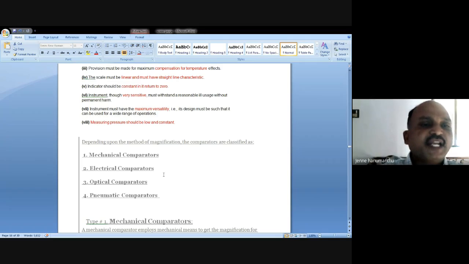I am expecting smoothness, high smoothness, but the surface is an irregular surface. If it is an irregular surface, the comparator will show that there is an irregular surface, so that I can rectify it.